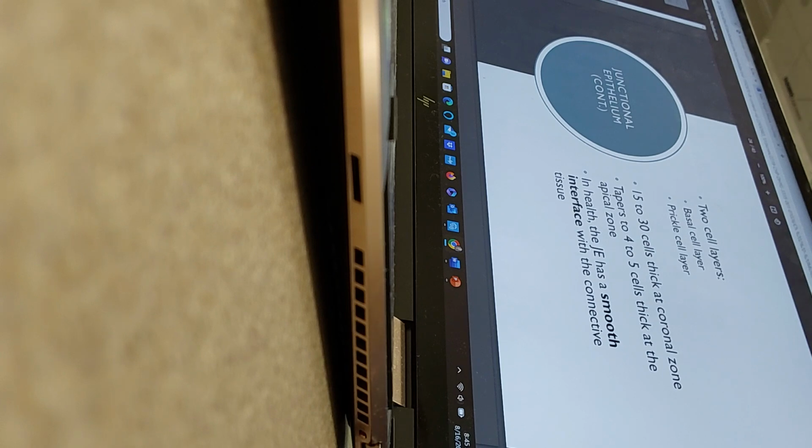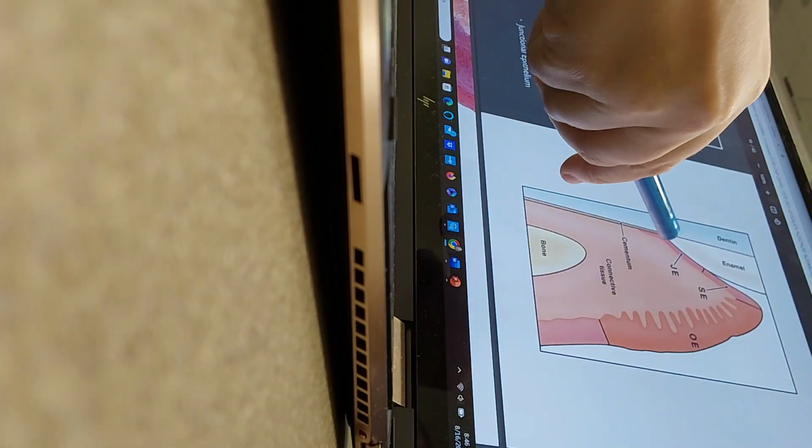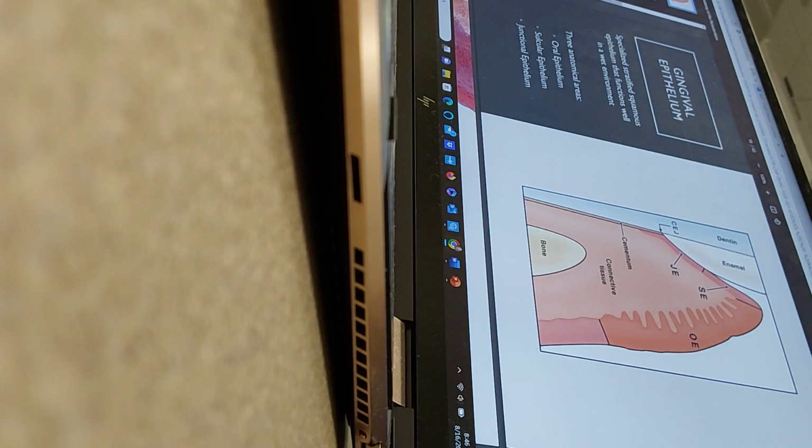Okay, so here it is in this picture, the junctional epithelium right here. You can see that smooth interface. You can see this is a healthy periodontium. So you can see the junctional epithelium is attaching from here all the way down to here. So it's actually a little coronal to the CEJ. Okay?